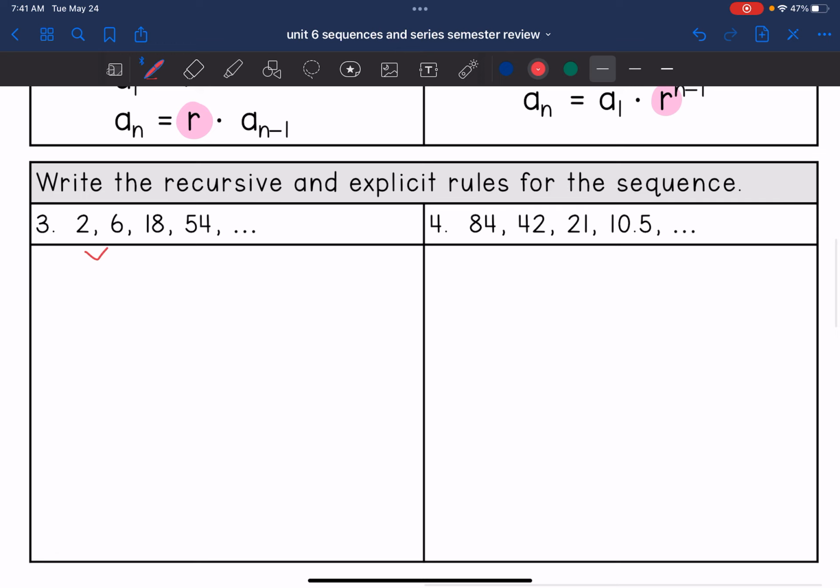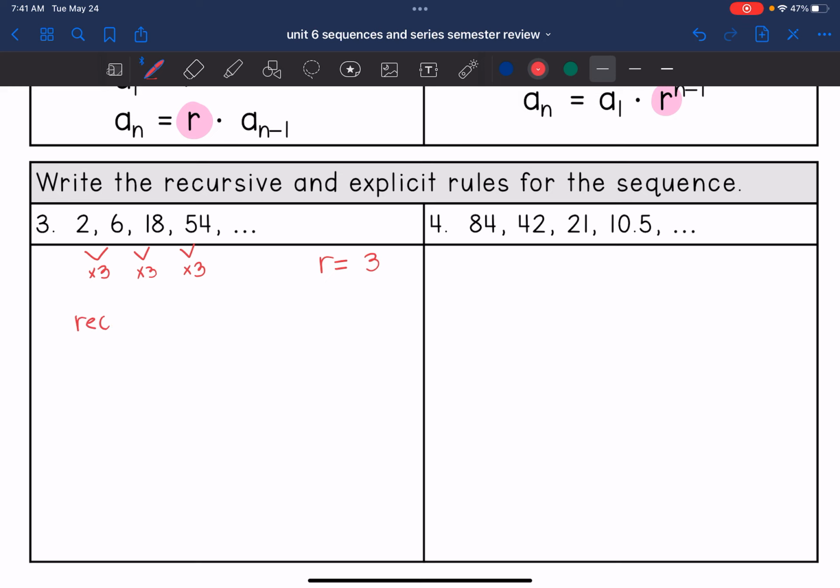So here, from 2 to 6, it's getting bigger. And I know you could say +4, but that wouldn't hold for the entire sequence. So think of multiplying. 2 times 3 would give me 6. 6 times 3 gives me 18, and so on. So our common ratio here is 3.